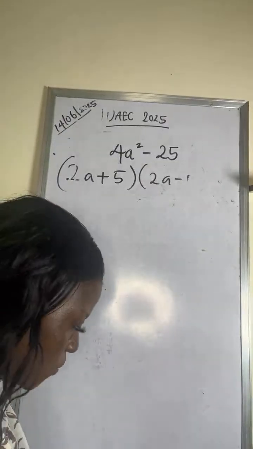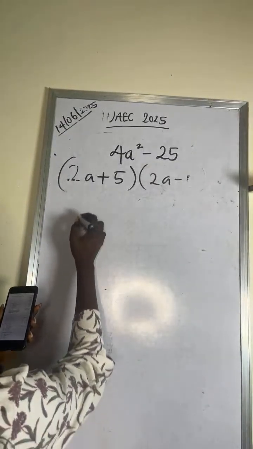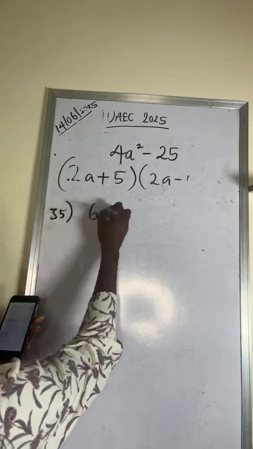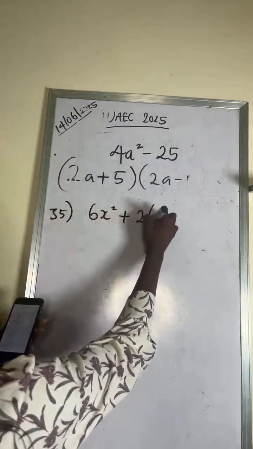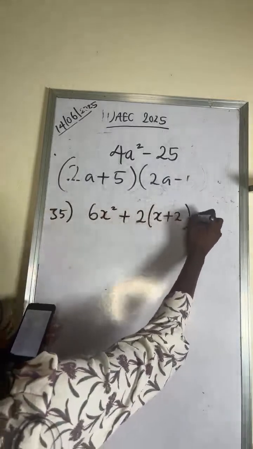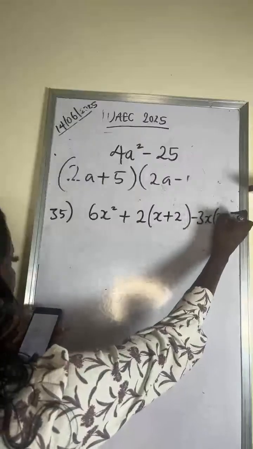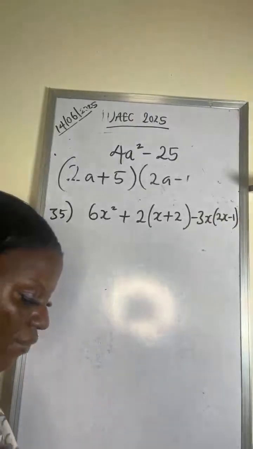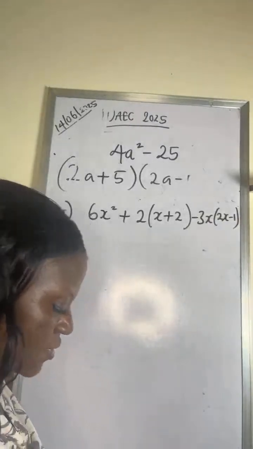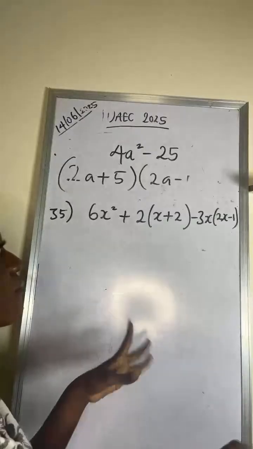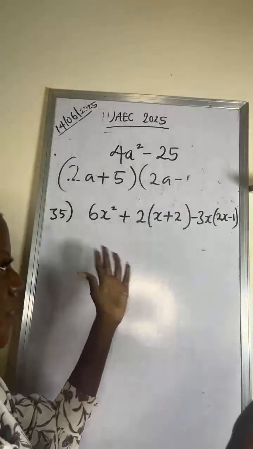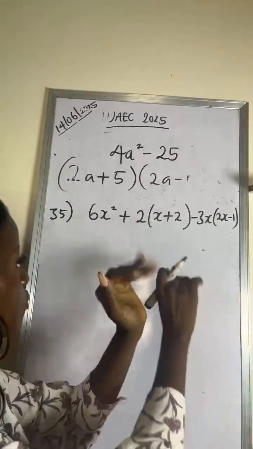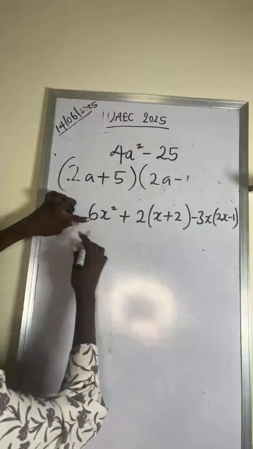So let's write the next question, which is question 35. So we have 6x squared plus 2x plus 2 minus 3x(2x minus 1). Please don't fall again. So this is simplification, meaning just expand, right? Whenever I say bracket, just open the bracket first and we can go from there. Okay, no panicking. So we have 6x squared.